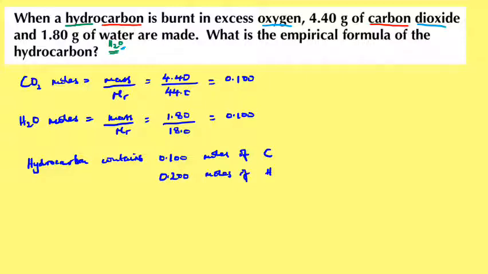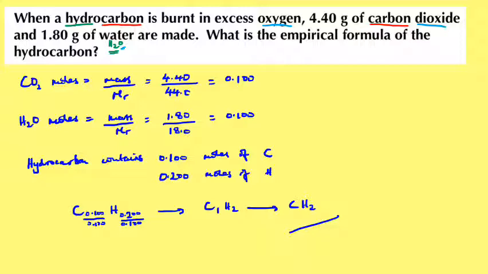Okay, so now if we can write an odd version of the empirical formula, you would have carbon 0.100 and hydrogen 0.200, and so then we're going to divide both sides by the smaller number, which is 0.1, and that gives us C1H2, but we don't write the 1, so we're just going to write that CH2, and that's our empirical formula.